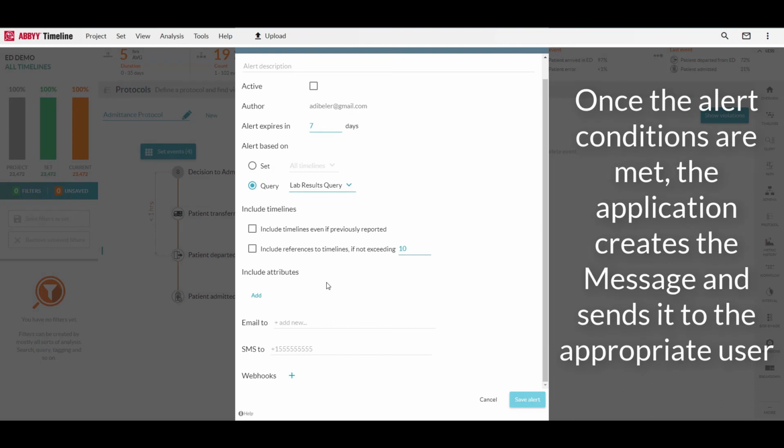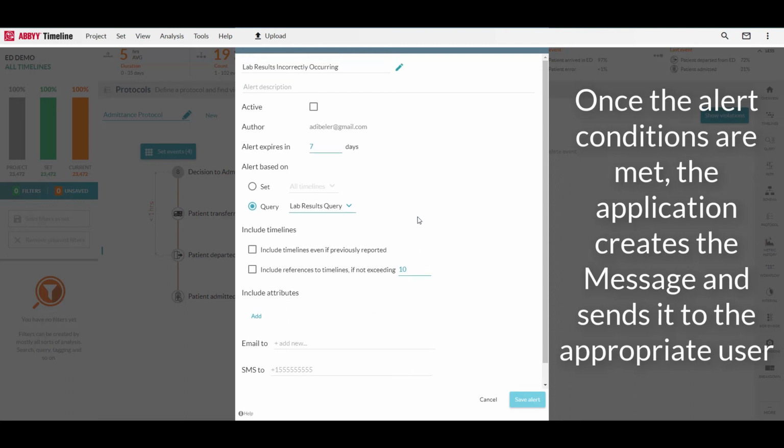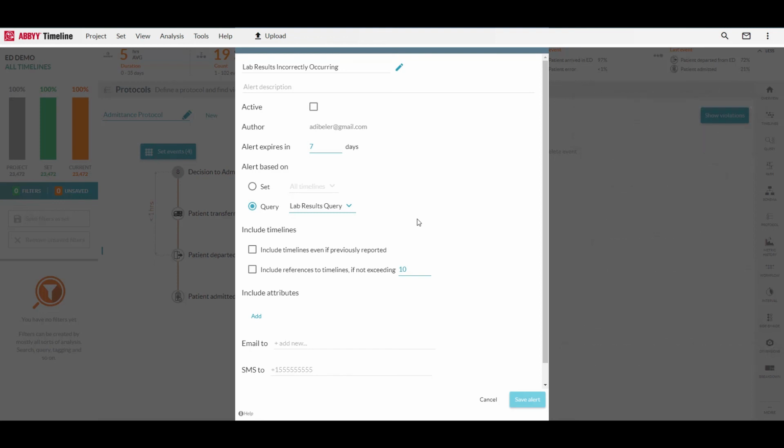And we can send those out via email, SMS, or connect to web services in order to build that accountability and make sure that people are notified prior to us having these issues within our operations.